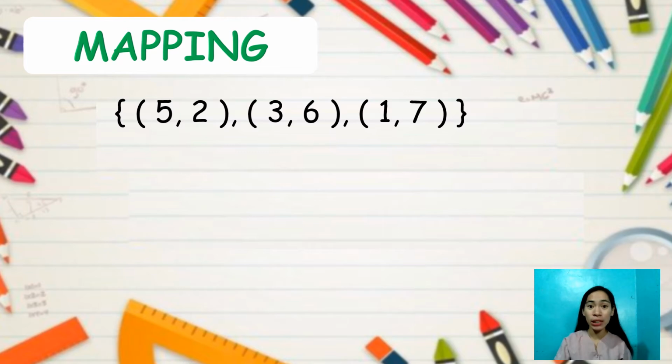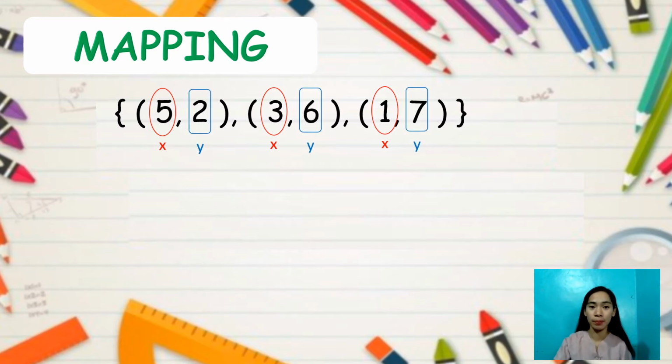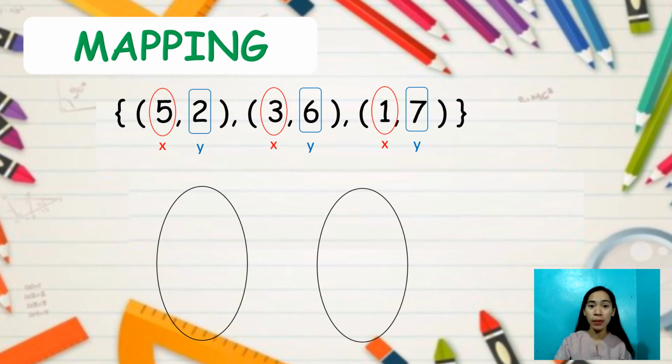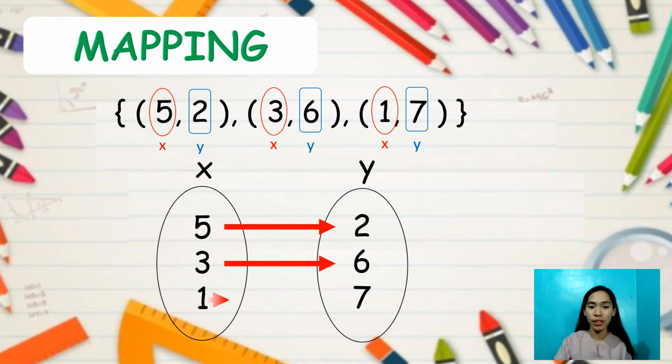So first step in mapping, we need to identify the domain and range. So the x values here are 5, 3, 1, and the range is 2, 6, 7. Second step is we're going to draw two oval shapes. The left oval shape is for your x values or domain, and the right oval shape is for your y values or range. Fill in the domain and range in their designated shapes. And lastly, draw an arrow that connects each element of the domain to each element of the range. 3 to 6, 1 to 7. In our mapping, each element of the domain is paired with exactly one element of the range.